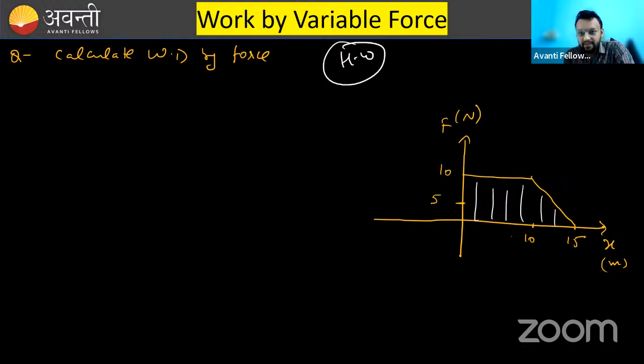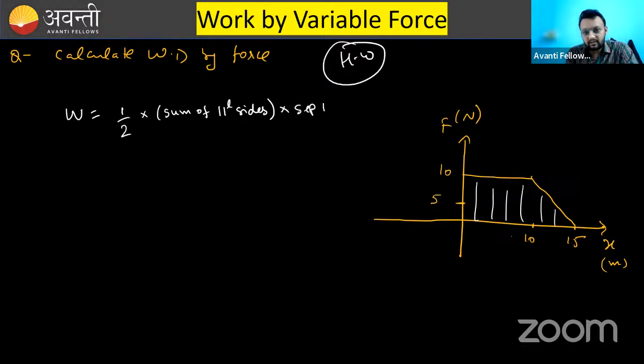Either you can see it's a trapezium. It's a trapezium, so its area can be calculated with the formula of area of trapezium. Work done is equal to area of trapezium, which is what? Half into sum of parallel sides multiplied by separation between parallel sides.